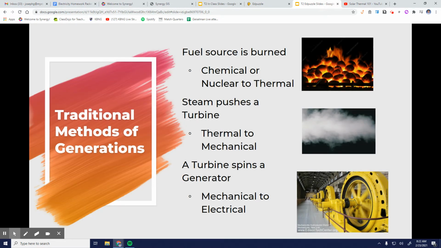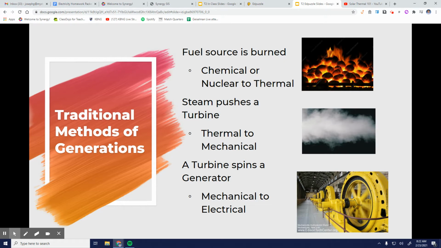So your traditional methods of generation are going to be coal, natural gas, and other types of burning power generation. Biomass would fall into this as well. So some sort of fuel source is burned. This could be coal being burned, as in the picture. It could be natural gas. It could be biomass. And biomass is just living things like wood and other debris that was flammable.